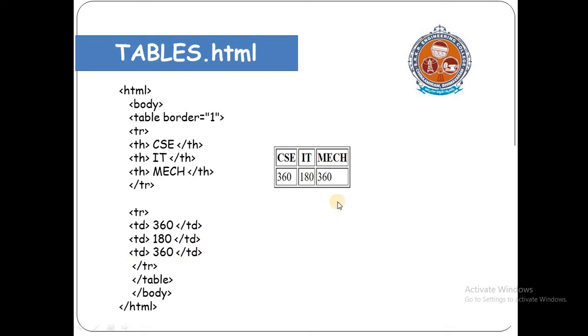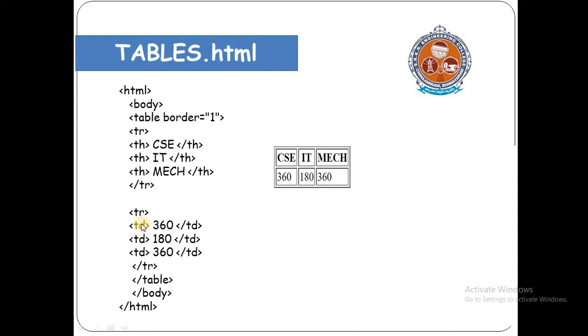My biggest suggestion, for whoever wants to design tables: please first of all draw your table in your notebook or on paper. Next you start coding. First I have written this tr. This is one row, this is the second row. In this row there are three cells. First cell CSE, second cell IT, third cell Mech. This row is completed, and I am going to the second row.